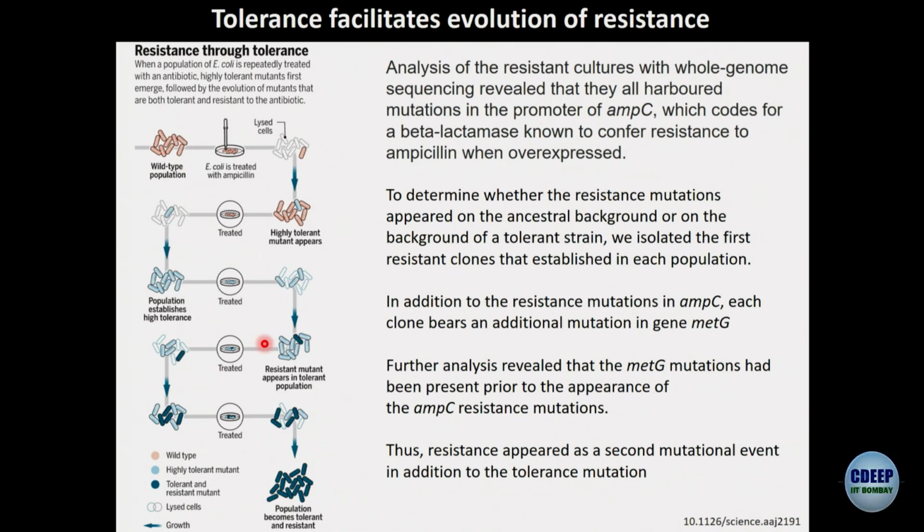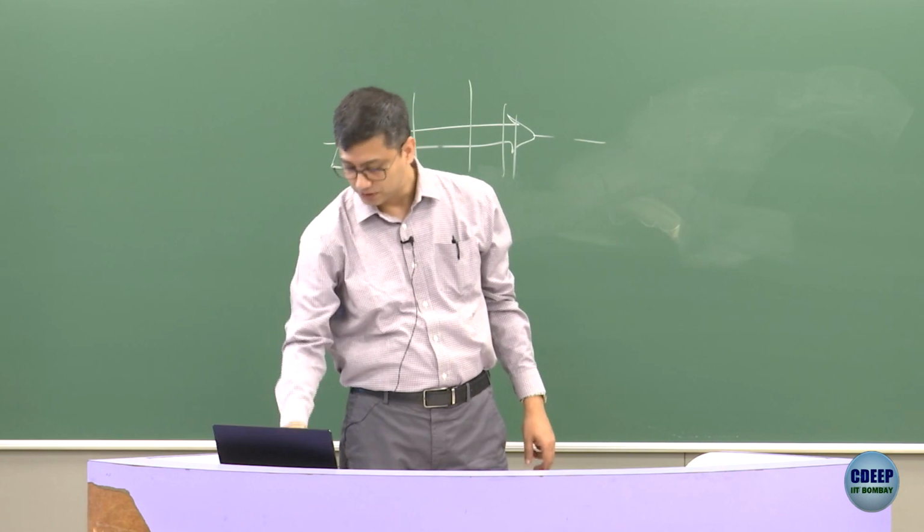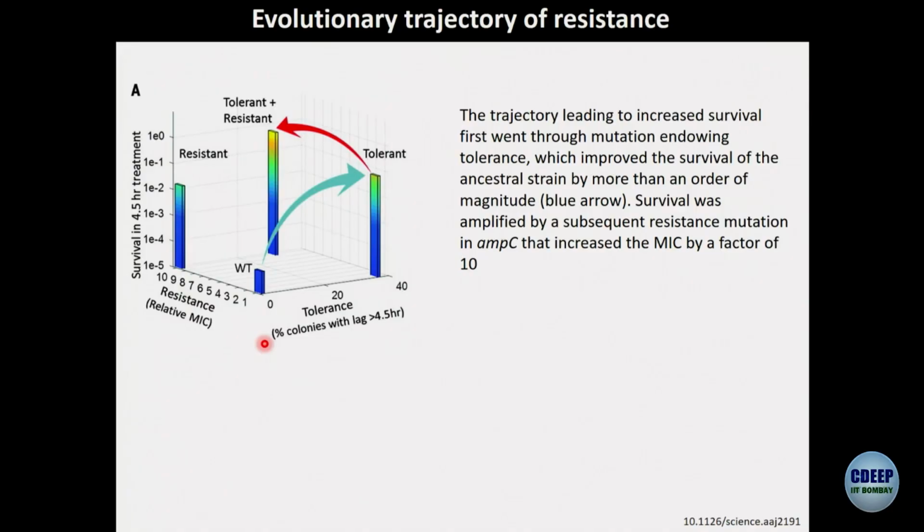Now if you remember the evolution class, we talked about a 2D plot of the sequence space. You remember the sequence space: this is tolerance, this is your wild type, MIC value is zero, it is susceptible to ampicillin. The first mutation went from here to here, the MetG mutation. Because of that mutation, the tolerance, the percentage of colonies with lag greater than 4 hours, increased. The MIC value, which increases in this direction, did not change. It's exactly at the same position.